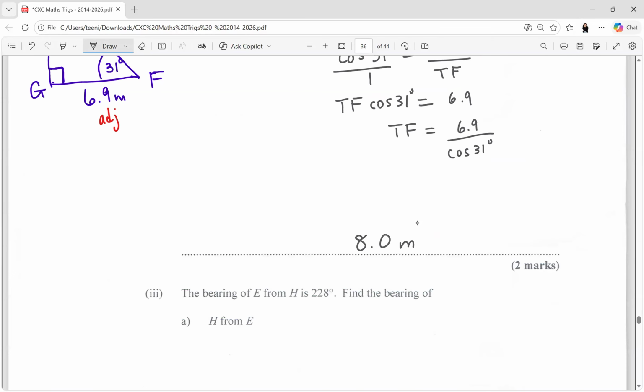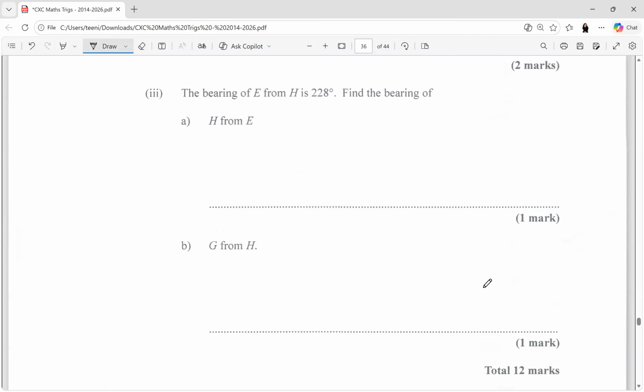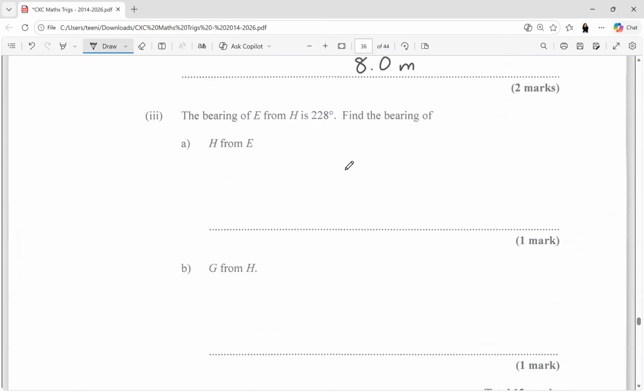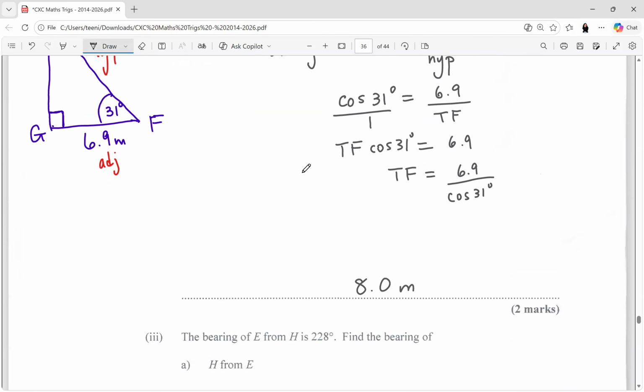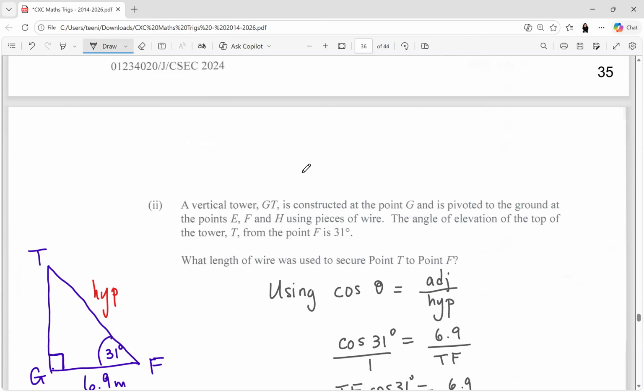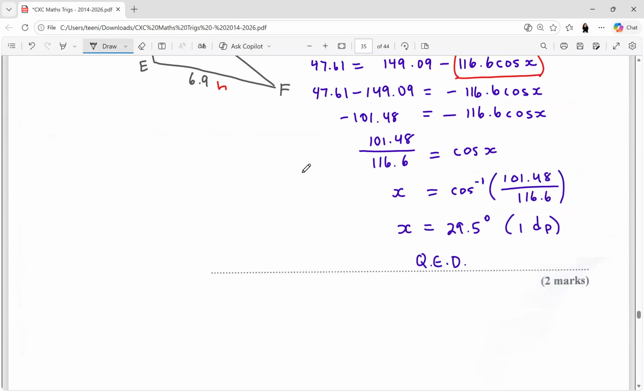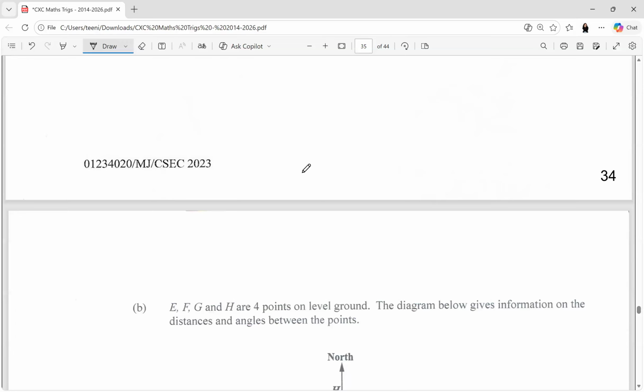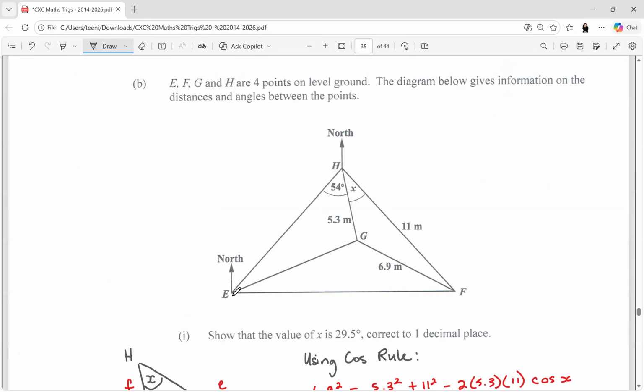8.0 meters. And then the final part of this question: the bearing of E from H is 228 degrees. Find the bearing of H from E. So let's go on the diagram. E from H is 228 degrees. So what is the bearing of H from E?